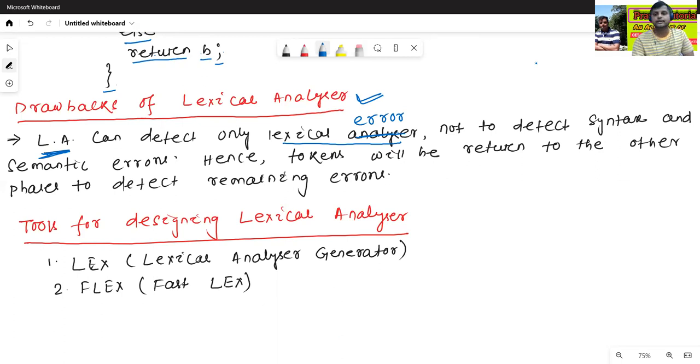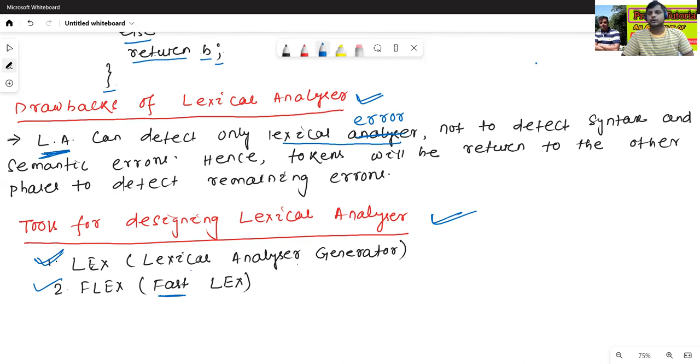Okay, so next are the tools for designing the lexical analyzer. The first one is called Lex. Lex means lexical analyzer generator. One more tool for designing the lexical analyzer is Flex, which means fast lexical analyzer generator. These are called the tools for designing the lexical analyzer.